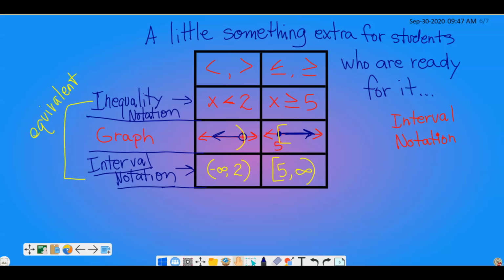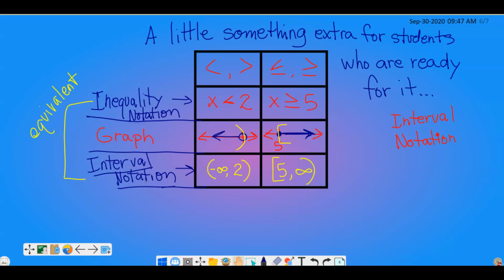This is a little something extra that I want to show for students who feel like they are ready for it, okay, who want to learn something in Algebra 1 that you won't actually need to do until Algebra 2. But I feel like I should introduce you to it. And that is the concept of interval notation.